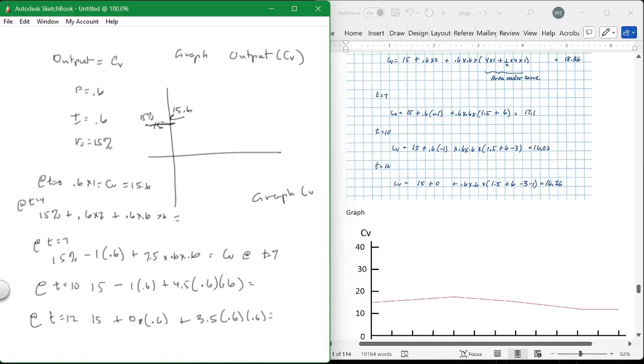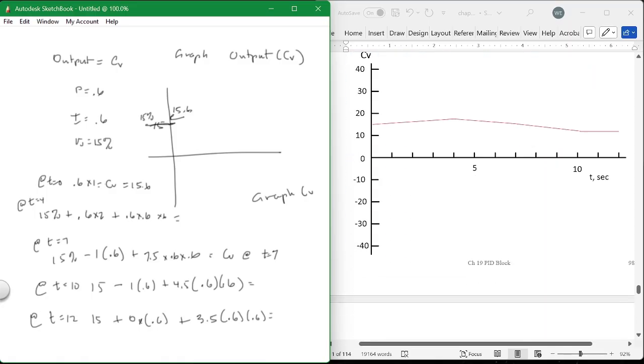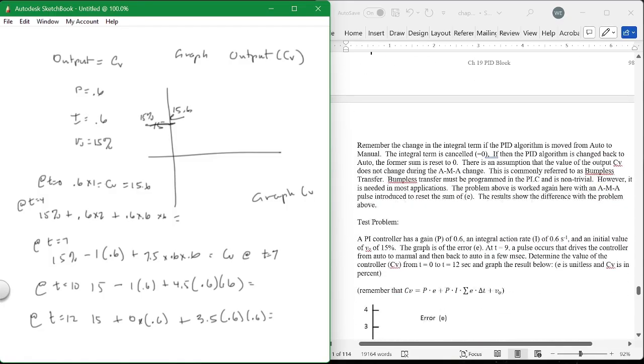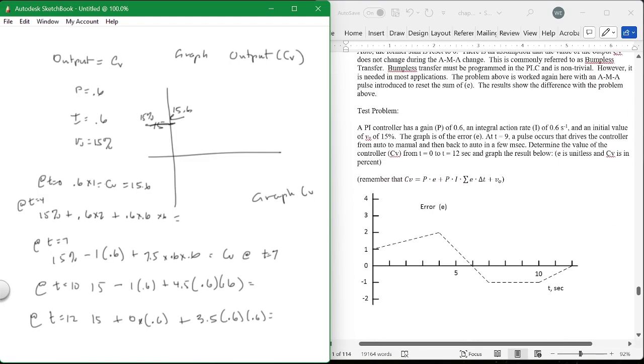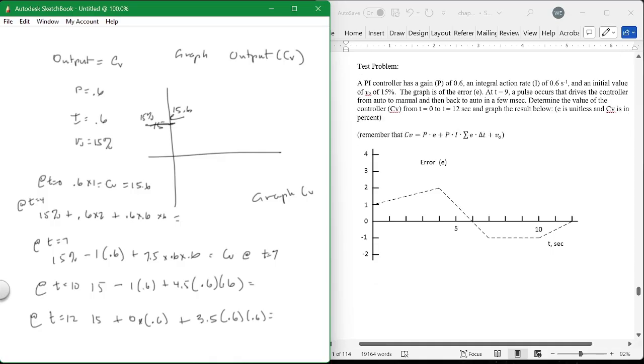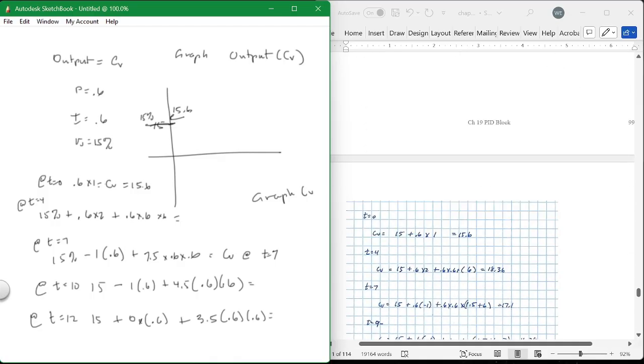So I'm actually doing this here. So if you can see this, I'm actually doing this. There's another one.